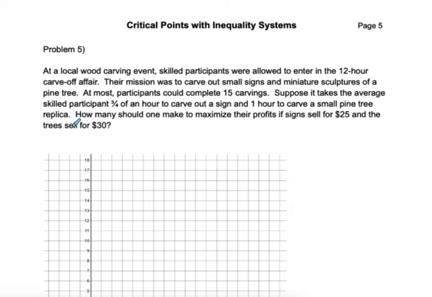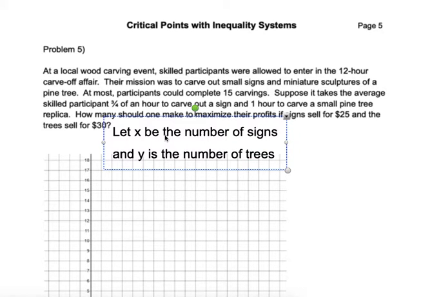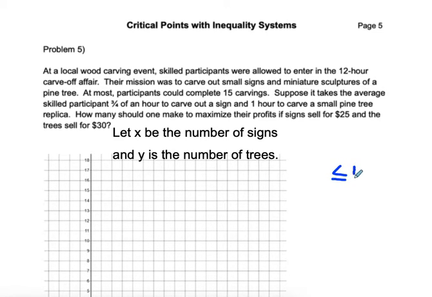So step 1, read the problem and declare some variables. The things that we are making are signs and trees. Let x be the number of signs, and y is the number of trees that we carve out. Our restrictions are that you can only make 15, and you have 12 hours to do it. So if you wanted to write those out with our variables, our time constraint is we have to be less than 12 hours, and our total amount constraint is that we can at most make 15.